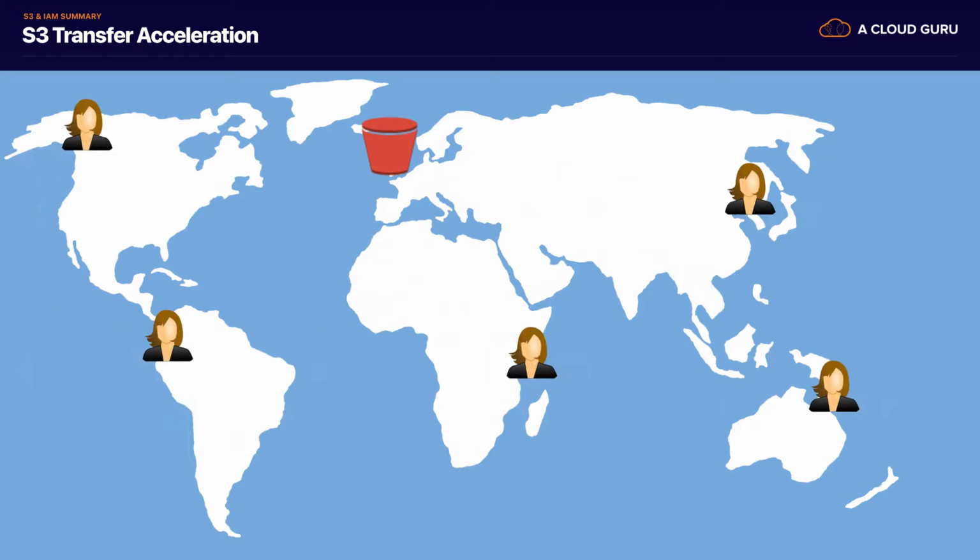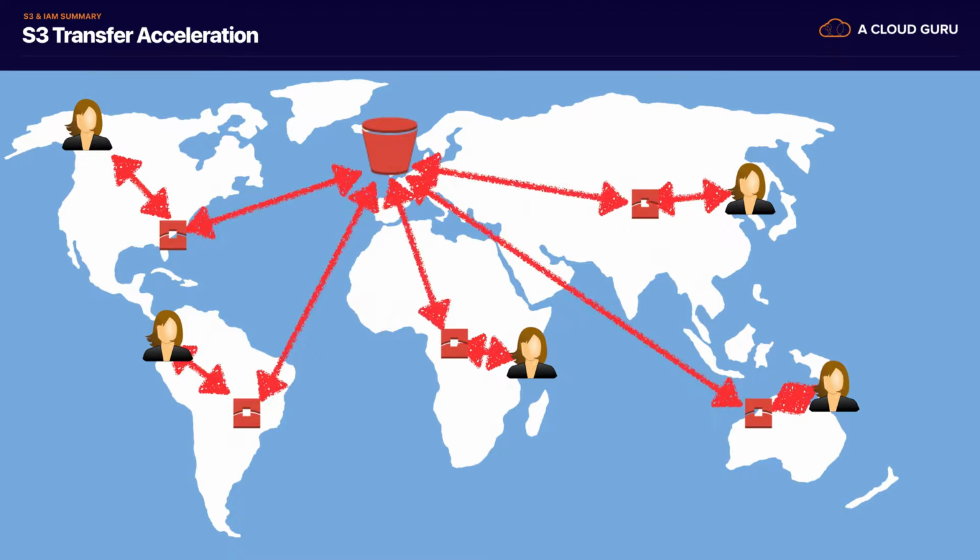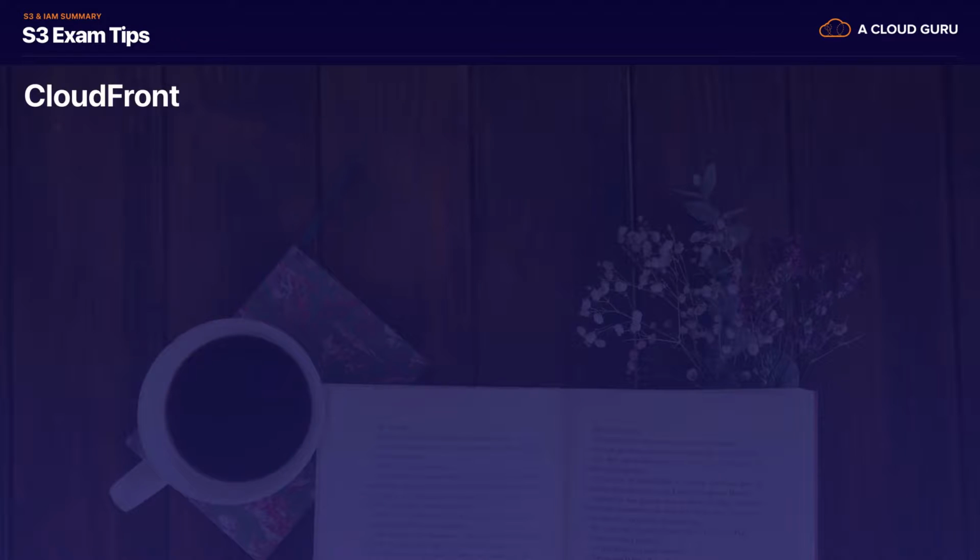Moving on to S3 Transfer Acceleration. So we have our users, all around the world. We have our edge locations. Our users will upload their files to the edge locations first, and then those files will go over the AWS backbone network to S3. And we saw how it can improve speed and performance. So if you do need to increase the performance of your users being able to upload files to S3, look at S3 Transfer Acceleration.